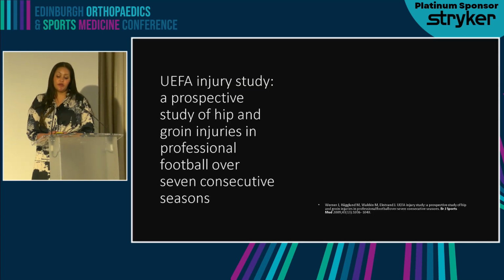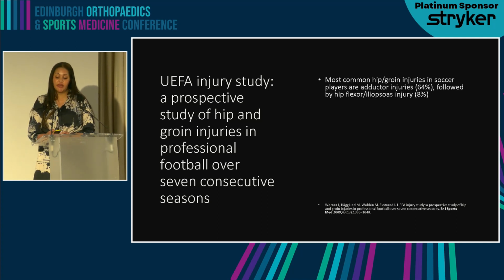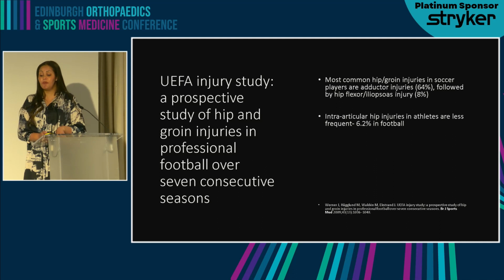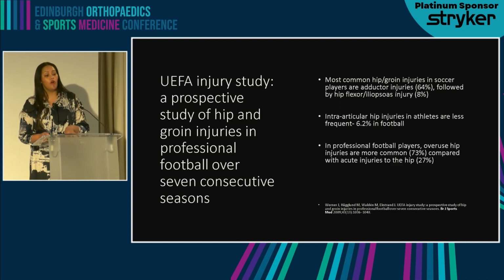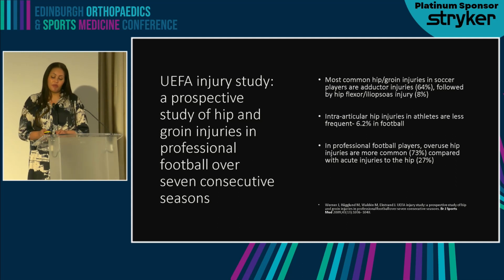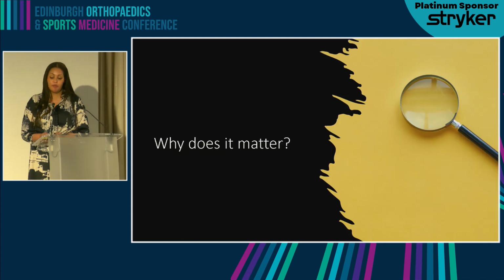The UEFA injury study was a prospective study looking at hip and groin injuries in professional football over 7 consecutive seasons. What we saw is the most common injuries were adductor injuries, followed by hip flexor and iliopsoas. Intra-articular injuries in athletes are less common, about 6% in football. Of these, approximately three-quarters are chronic overuse injuries rather than acute injuries. That certainly reflects what I think myself and all my radiology colleagues would see when we look at the bulk of what's referred to us for hip imaging.